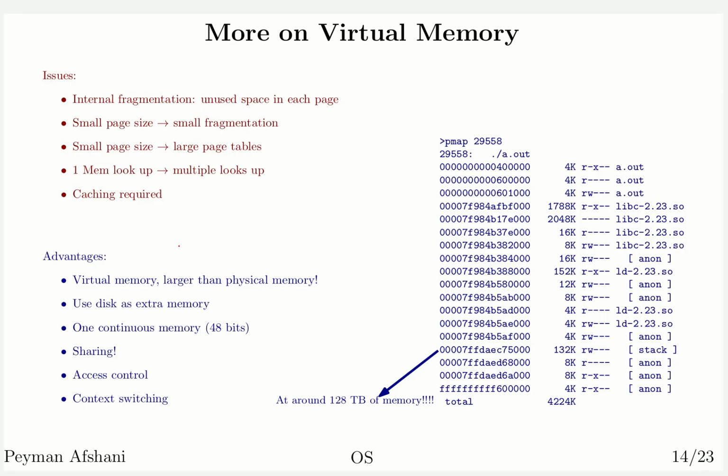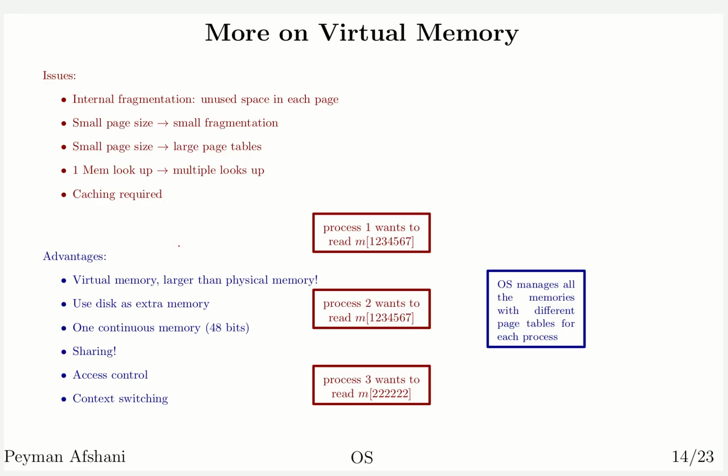Okay. Let me just go quickly through here. So just to cover sharing, what you could do with virtual memory is the following. You could have different page tables for different processes.